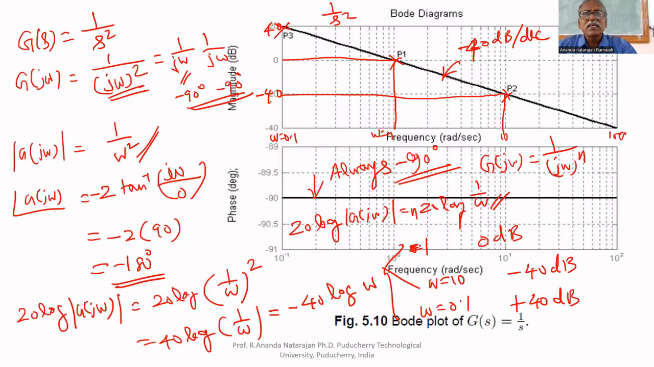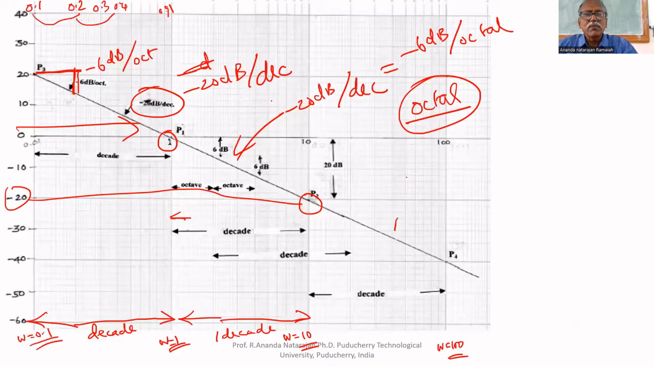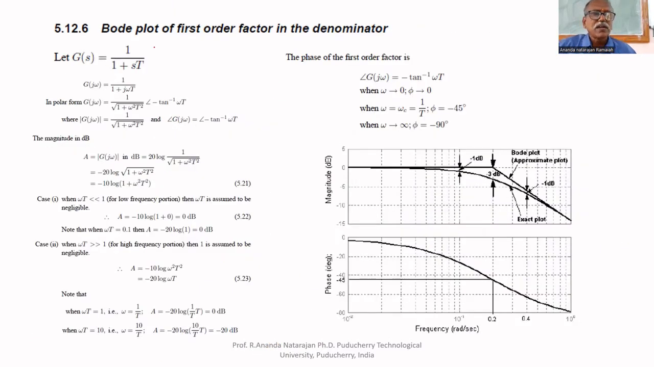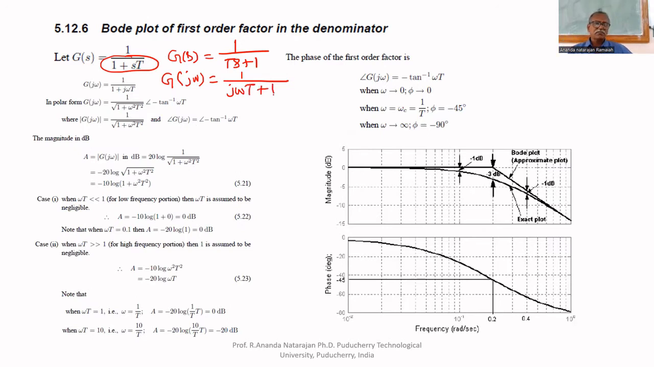Now, let us see how to draw Bode plot for first order factor in the denominator. That is G of S equal to 1 by tau S plus 1. For that, how to draw the Bode plot, that we will see now. To draw Bode plot, the first step is we have to convert this into sinusoidal transfer function. Replace S by j omega: 1 by j omega tau plus 1. That is the first step.